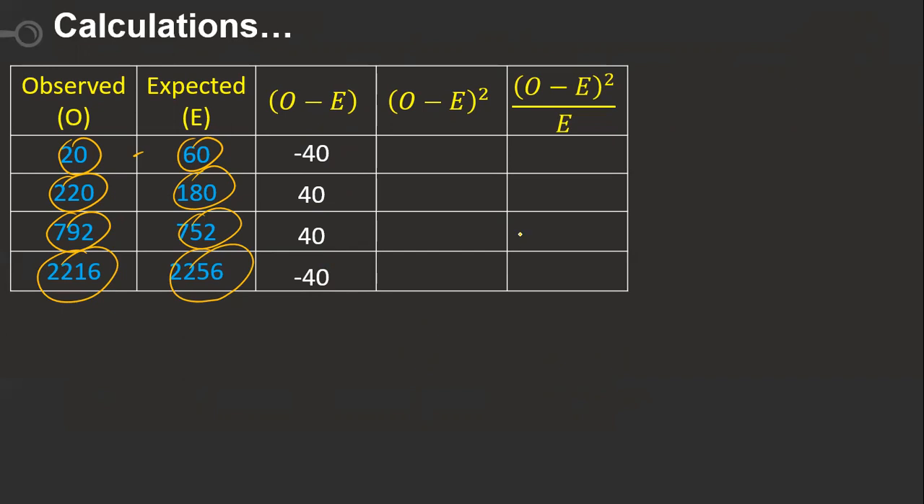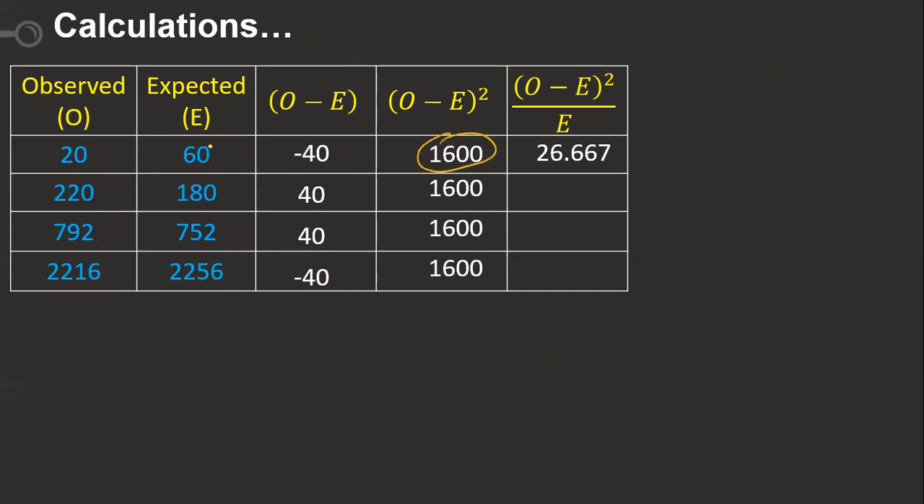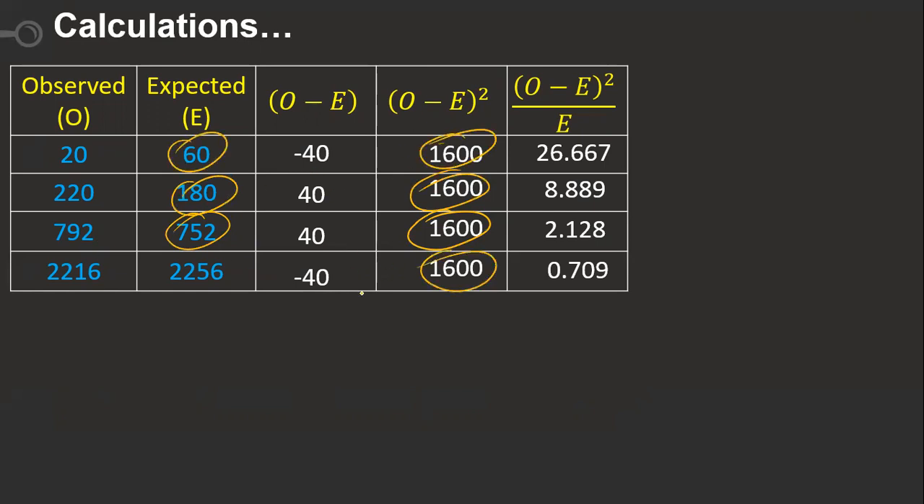Now I'm going to square it here: 1600, 1600, 1600. Then I'm going to divide this by the expected value. So this 1600 is divided by 60, that is E, which gives 26.667. Similarly, 1600 by 180, 1600 by 752, and 1600 by 2256. It is not necessary to put these three columns here; you can calculate directly. I'm going to total this column and write it here.